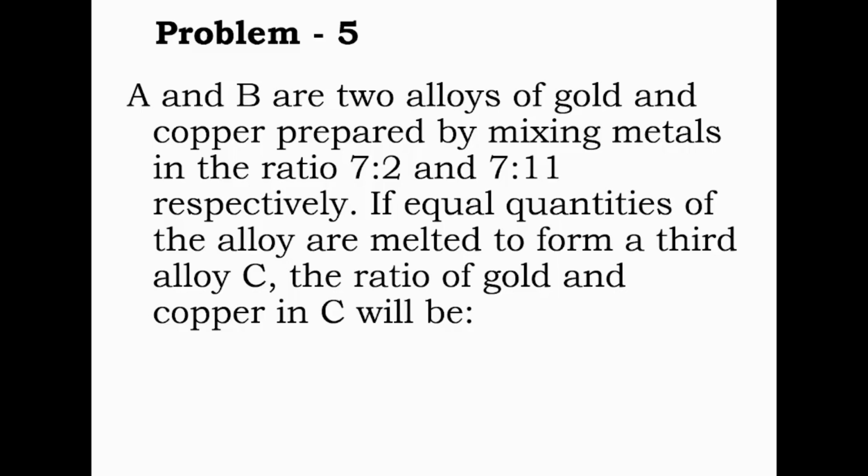The next problem in this video: A and B are two alloys of gold and copper prepared by mixing metals in the ratio 7 is to 2 and 7 is to 11 respectively. That means in the metal A you have 7 is to 2 as gold to copper, and for B 7 is to 11. If equal quantities of the alloys are melted to form a third alloy C, the ratio of gold and copper in C will be?